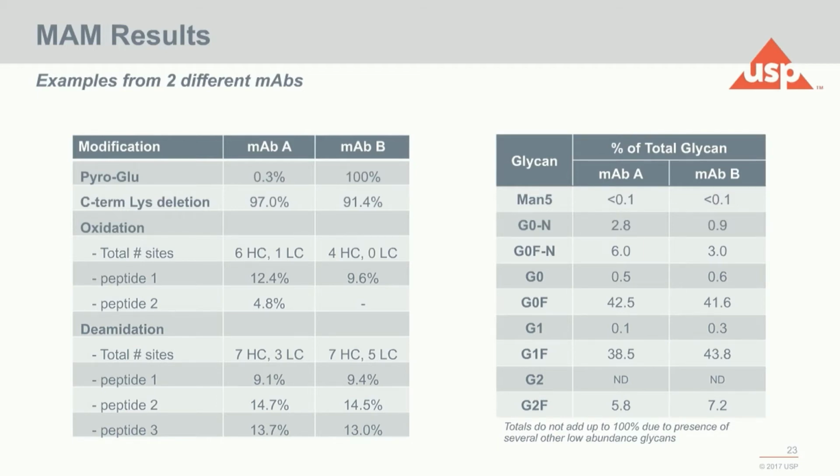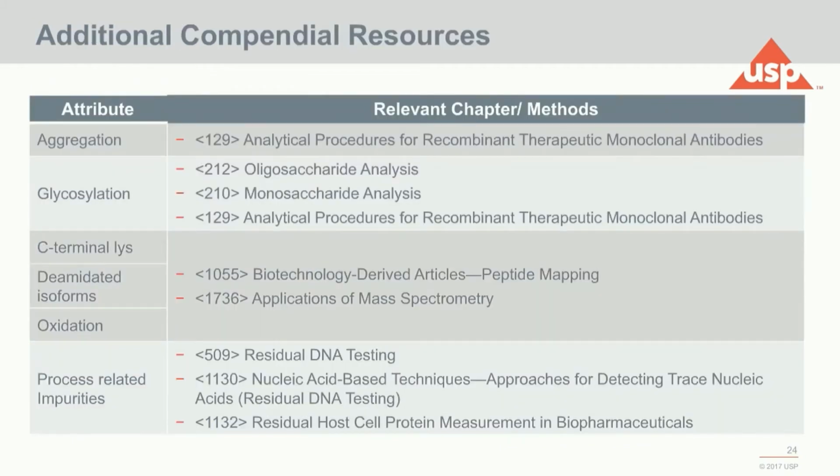So finally, I'd like to wrap up with just some additional compendial resources. I think I've talked about the chapters that are related to aggregation and to glycosylation. In terms of resources for some of the mass spectrometry-based methods for looking at C-terminal lysine, deamidation and oxidation, Chapter 1055 focuses on peptide mapping. This is a useful reference, as well as Chapter 1736 on applications for mass spectrometry.